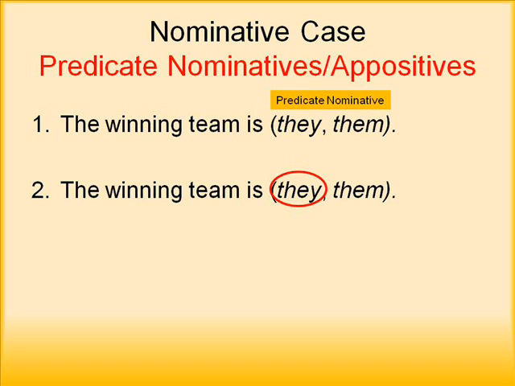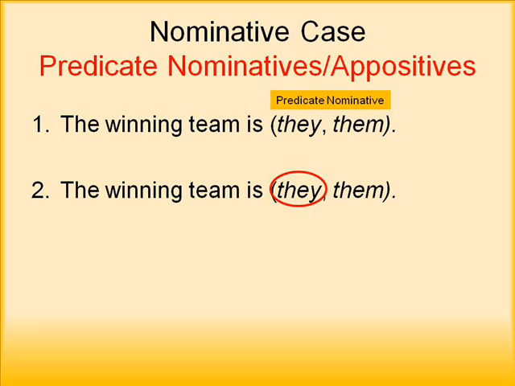Here's an example of a sentence that has a predicate nominative. The winning team is they or them. Now, we have a linking verb, is, and the subject, team, is equal to they or them, whichever one we're going to say it is. So, they or them is the predicate nominative.